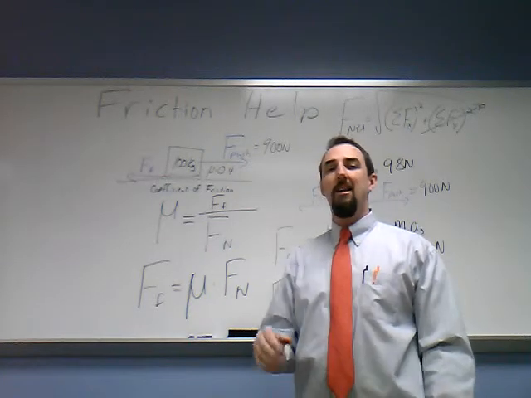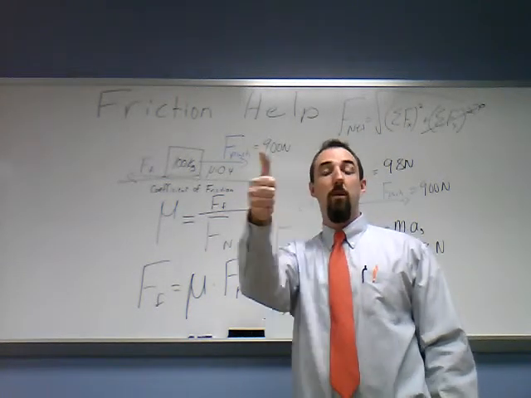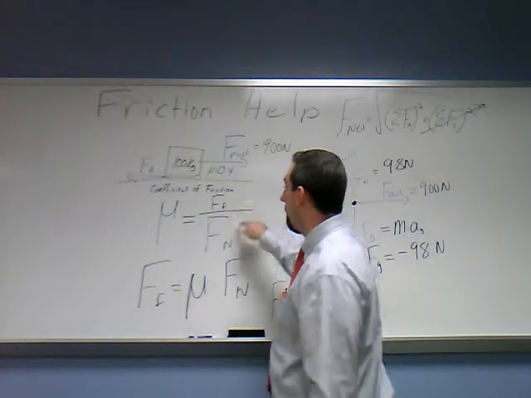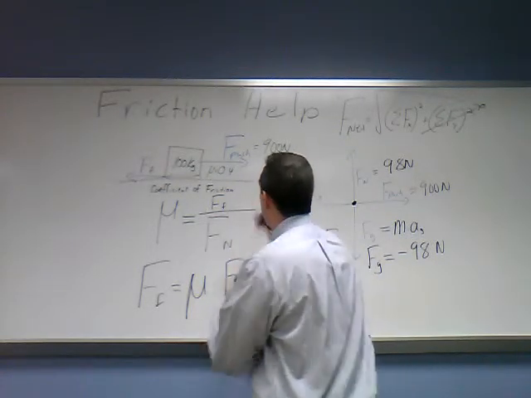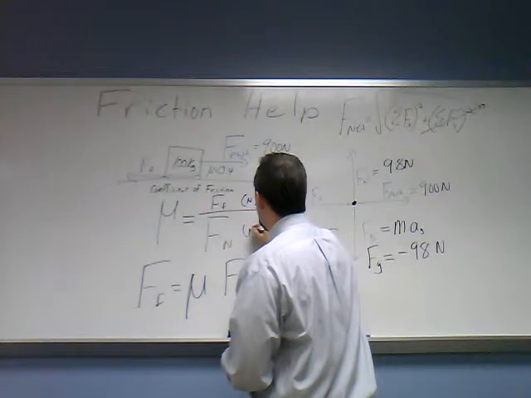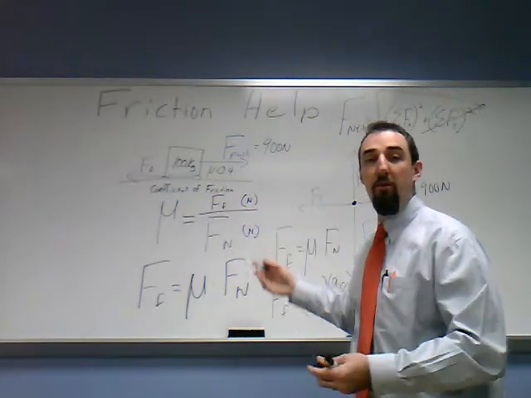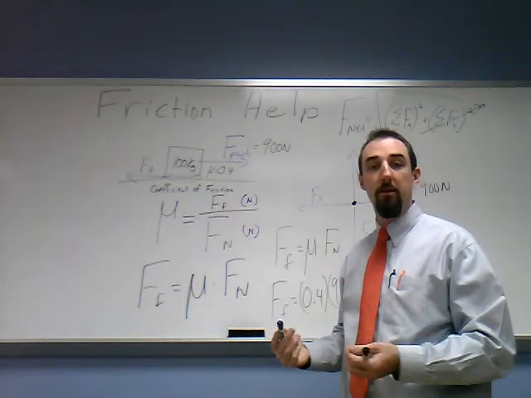And one last note for coefficient of friction, a few things. One, it has no units. It's a ratio of forces. Forces are measured in newtons, and newtons divided by newtons is nothing. So the coefficient of friction has no units, it's just a number.